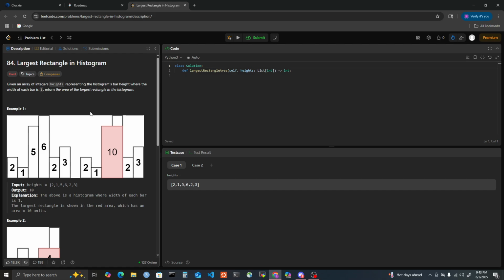Largest rectangle in a histogram. Given an array of integer heights representing the histogram's bar height where the width of each bar is 1, return the area of the largest rectangle in the histogram.